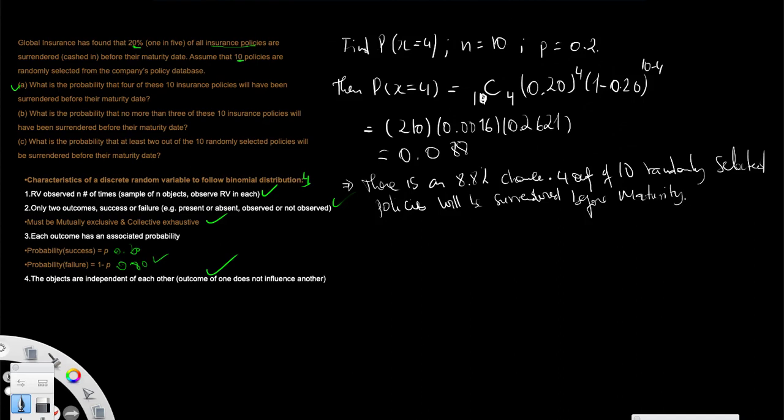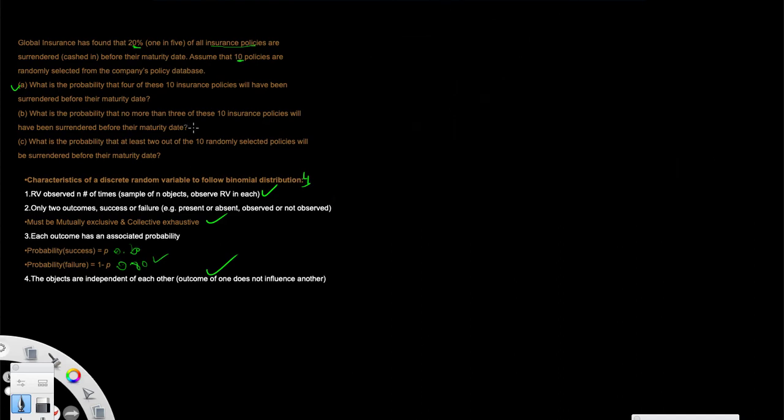Now pause and see if you can attempt the second question as well. So let's read the second question. They say, what is the probability that no more than 3 of these 10 policies will have been surrendered before maturity? Now this is where you need to pay attention to how the question is formulated. No more than 3 means that it could be either 0 or 1 or 2 or 3 surrendered. So that's what we are trying to find, the probability of x less than or equal to 3.